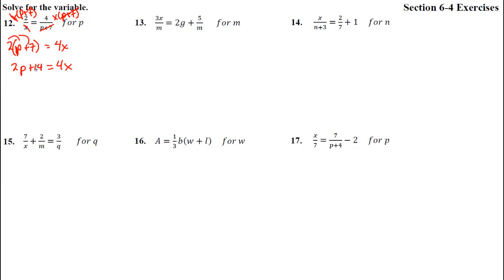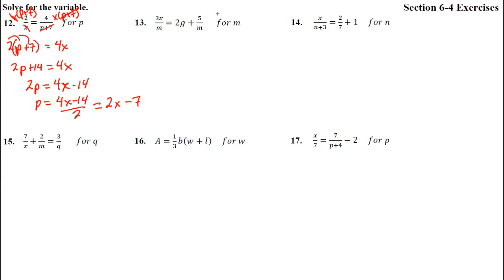We can get p by itself. Subtract 14, and then divide by 2. So p equals 4x minus 14 all over 2, which a 2 can come out of the top and cancel with that bottom 2. That'll give us a 2x minus a 7. So simplify this fraction at the end. P equals 2x minus 7.